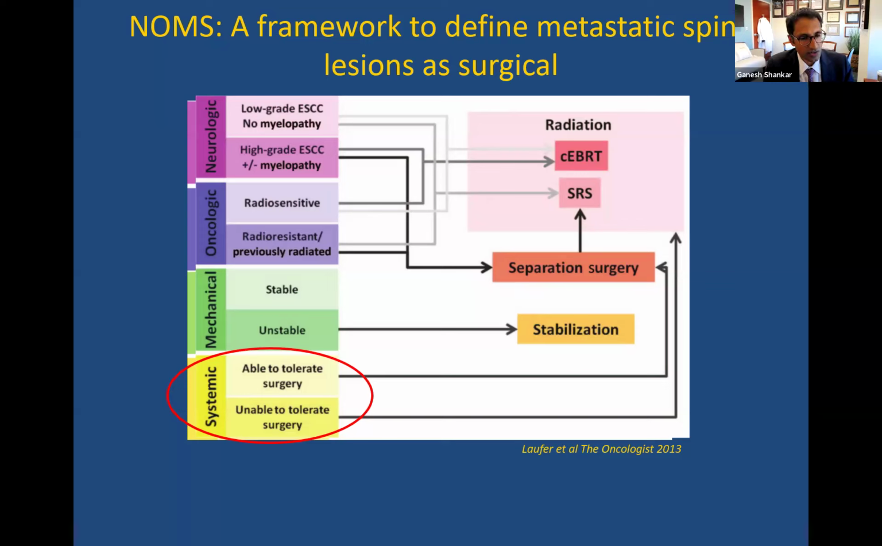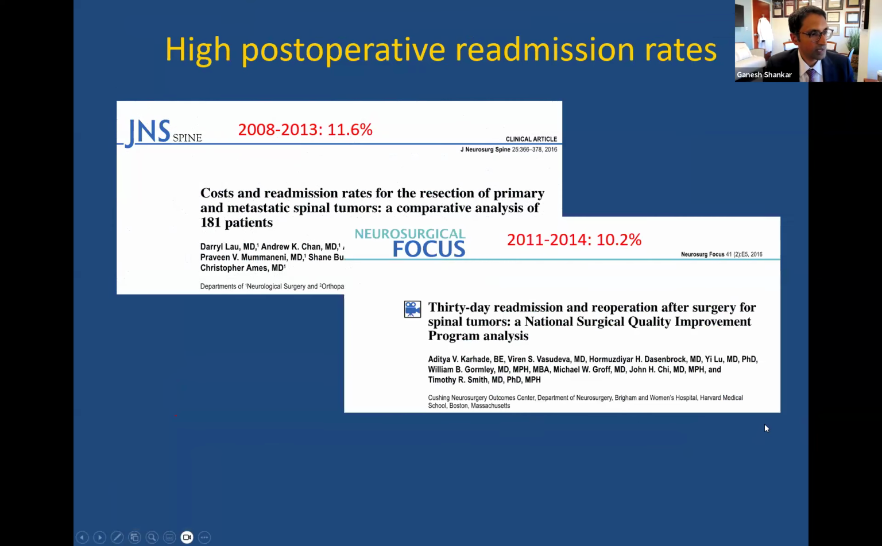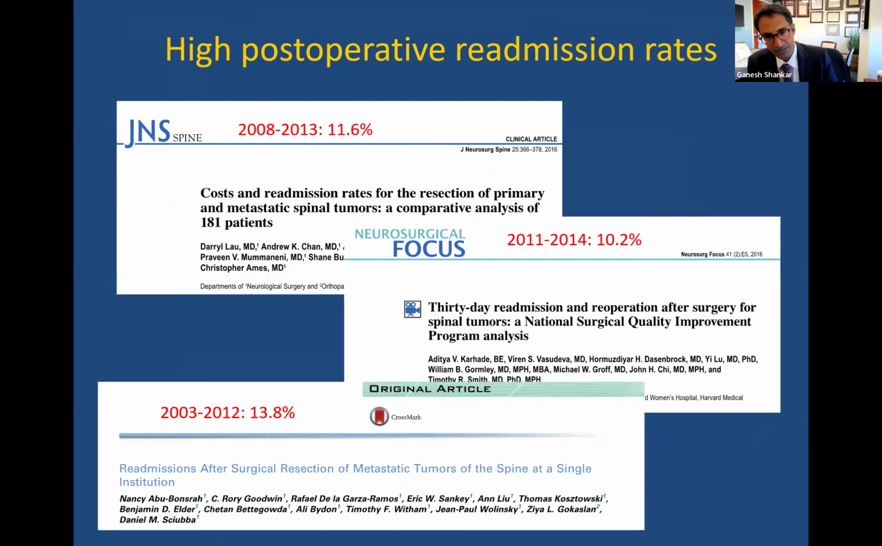And this is the hardest part of the GNOMES framework to really anchor, because it's a moving target as our systemic therapies just keep changing by leaps and bounds every decade. So I'm going to go through a couple of examples of that in this section.